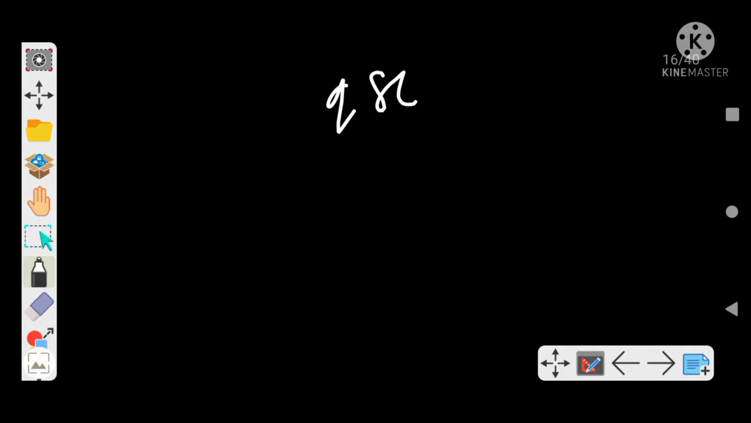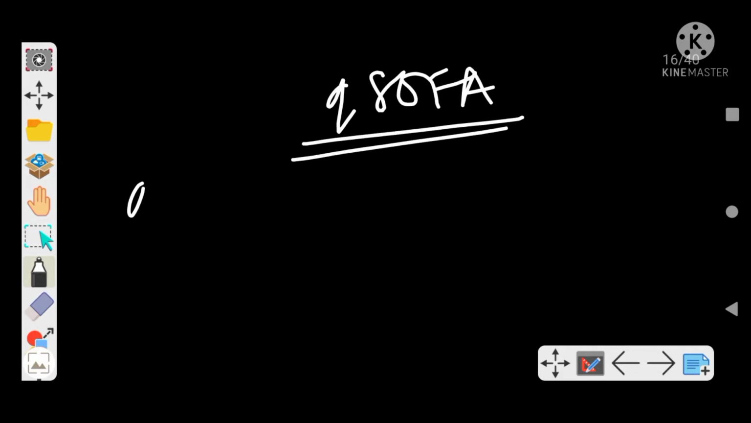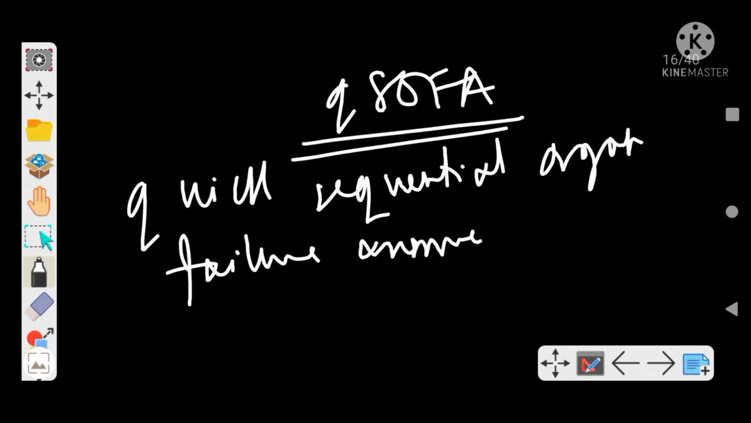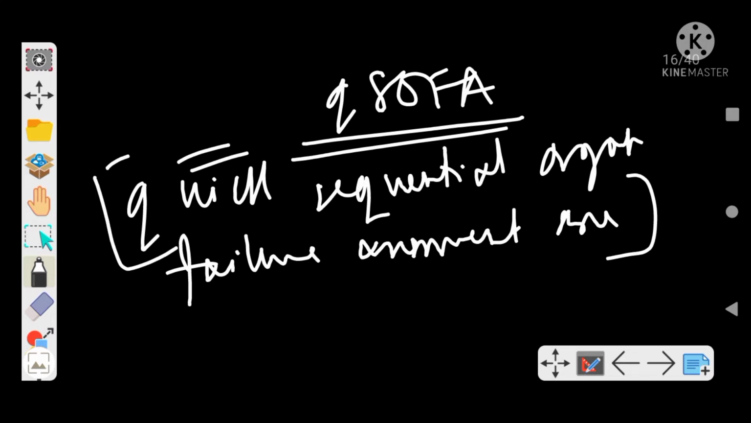So see, first is qSOFA. What is this qSOFA? Quick sequential organ failure assessment score. This is called qSOFA, right? qSOFA is the quick sequential organ failure assessment score.